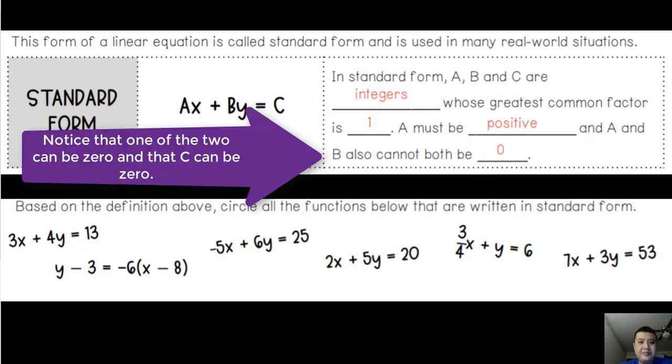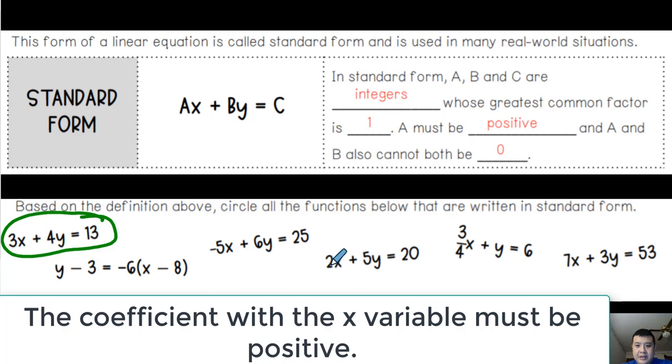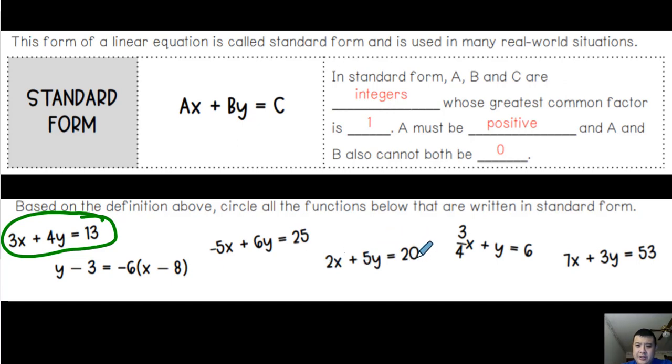So, based on the definition above, circle all the functions below that are written in standard form. This is written in standard form because these are all integers, and 3, 4, and 13 share no common factors. This one is in point-slope form, so that can't be true. This one looks like it's in standard form, but it is not, because A right here is a negative number, and A cannot be a negative number. 2, 5, and 20 are all integers, and they do not have any common factors, and A is positive, so therefore this is in standard form.